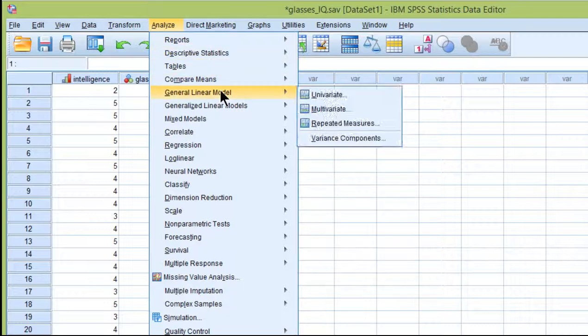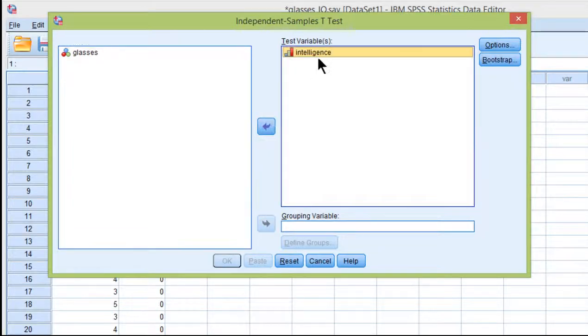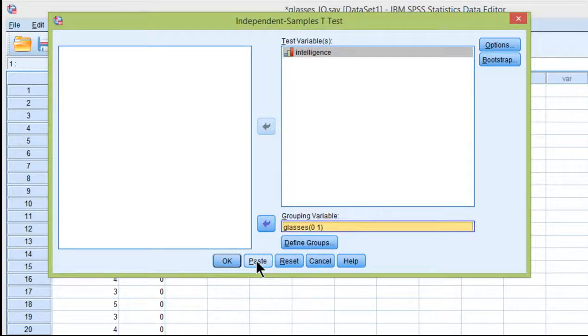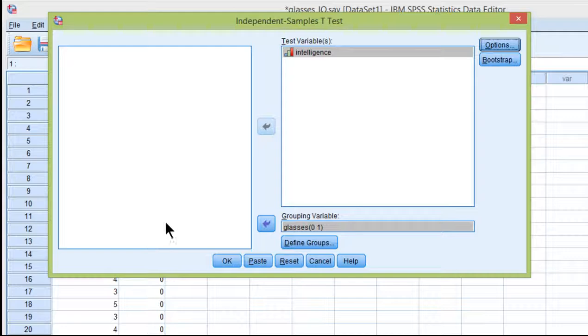So go into Analyze, Compare Means, Independent Sample t-test. Put intelligence into the test variables box and glasses into the grouping variable. You have to define the groups because you might actually have a variable with 3, 4, 5, 6, 7 different groups. You need to tell SPSS what groups you want to compare. I want to compare group 0 with group 1, which according to the number scheme is no glasses and yes glasses respectively. If you click on options, there's really not much here except the confidence interval is going to be 95%, which is what you want. Click continue. I'll cover Bootstrap in another video. So click OK.